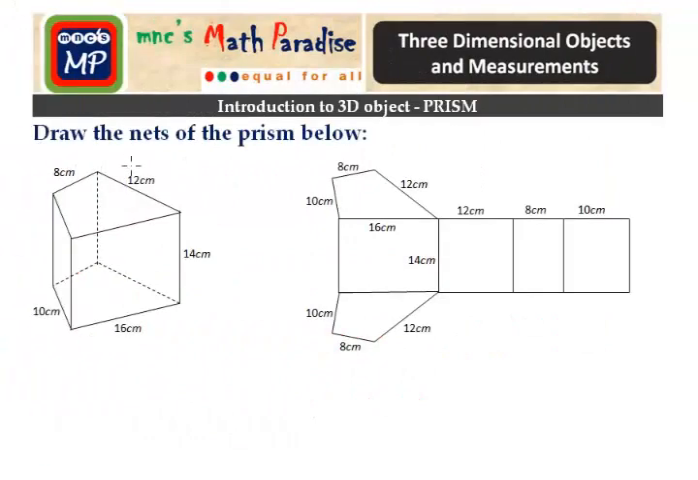Let us draw the net of this given prism. So here the base is 1, 2, 3 and 4. So this is a 4-arm shape, that means it is not a square or rectangle or anything. It is just a normal 4-arm polygon, that is a quadrilateral.